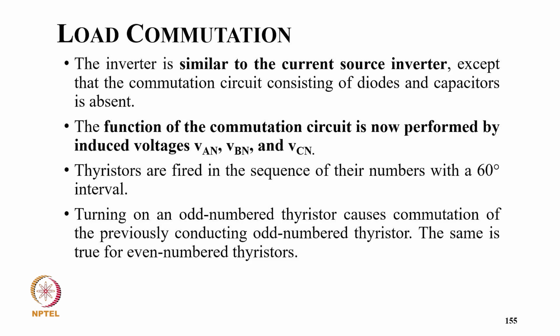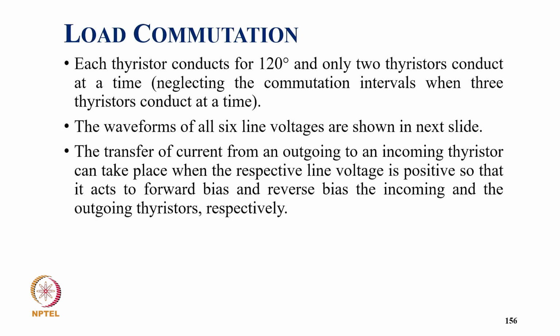The same is true for the other thyristors. Each thyristor conducts for 120 degrees, and only two thyristors conduct at a time, neglecting the commutation interval, and three thyristors conduct at a time during commutation. The waveforms of all six line voltages are shown in the next slide.